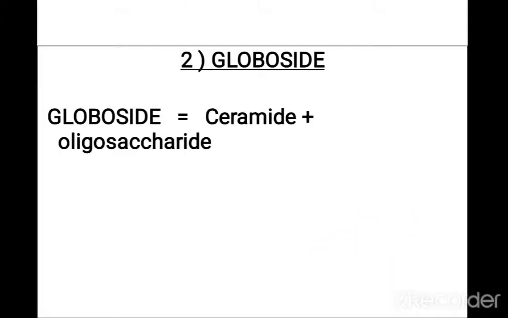So what is a globoside? Globoside contains oligosaccharide residues instead of monosaccharide. So this is the structural composition of globoside, that is ceramide and oligosaccharide. Ceramide is the basic structural requirement for sphingolipid. So all sphingolipids contain ceramide unit. So in globoside they have oligosaccharide along with ceramide.